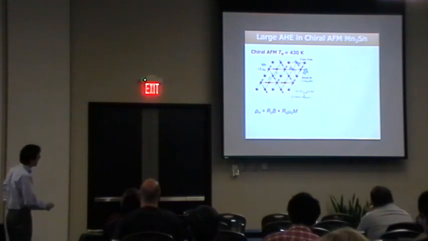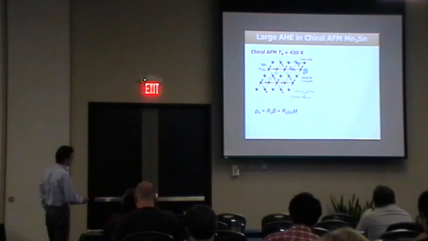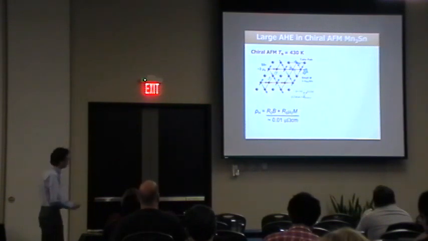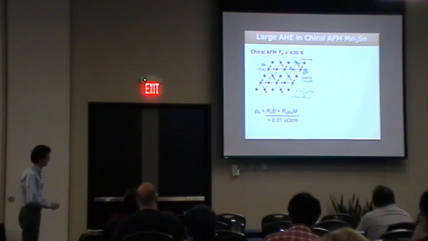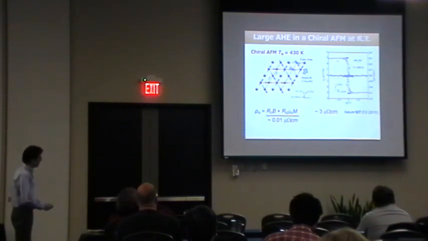So according to your textbook, high school or at the university level, you wouldn't expect any anomalous Hall effect. It should be as small as 0.01 microsiemens, very hard to measure. However, what we found is that it's actually 300 times larger than what you would expect.